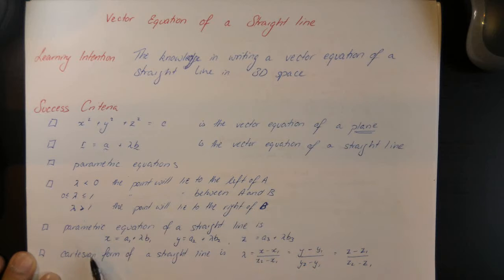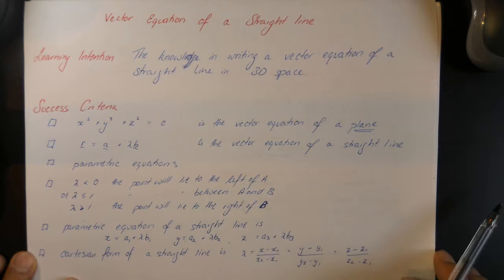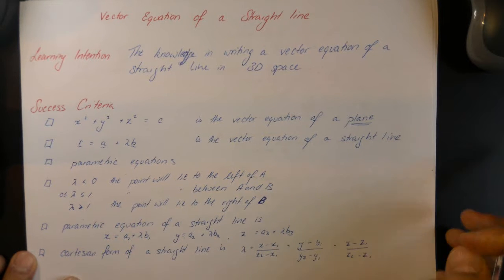So we also need to be able to write a parametric equation of a straight line, being x equals a1 plus lambda b1, y equals a2 plus lambda b2, z equals a3 plus lambda b3, or the Cartesian form of a straight line, being lambda equals x minus x1 over the difference, equaling y minus y1 over y2 minus y1, the change, and z minus z1 over z2 minus z1.